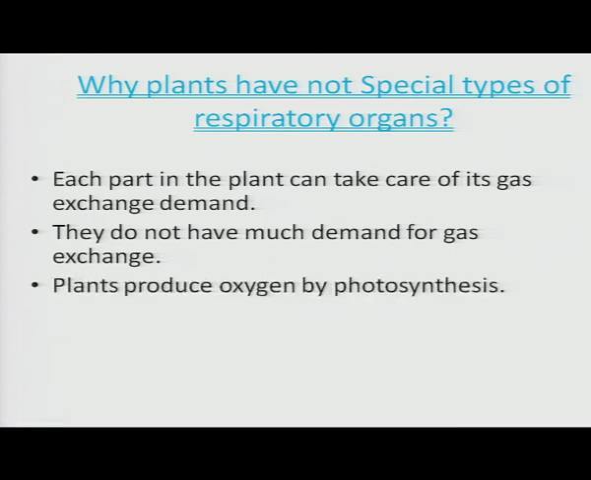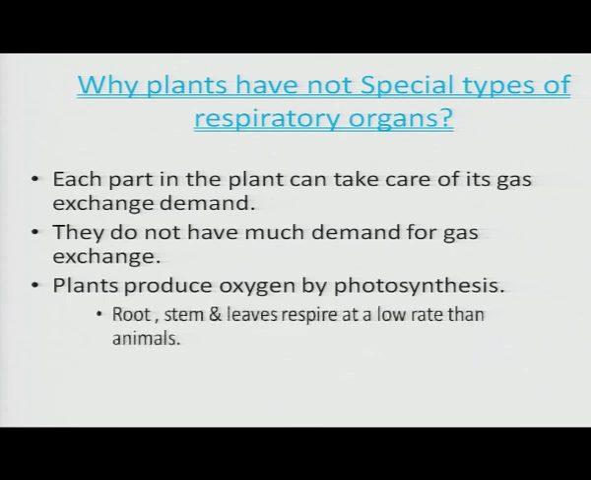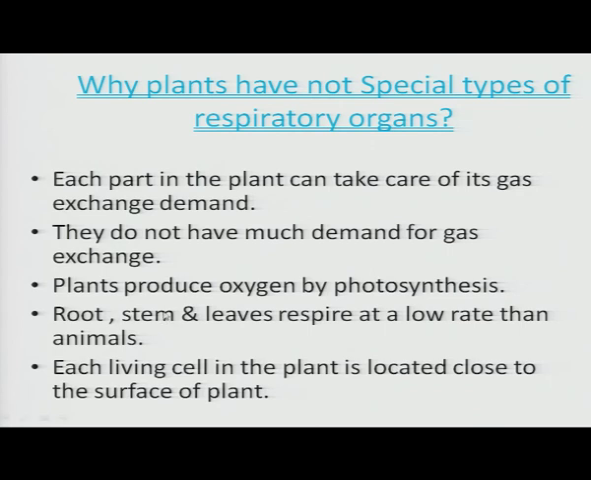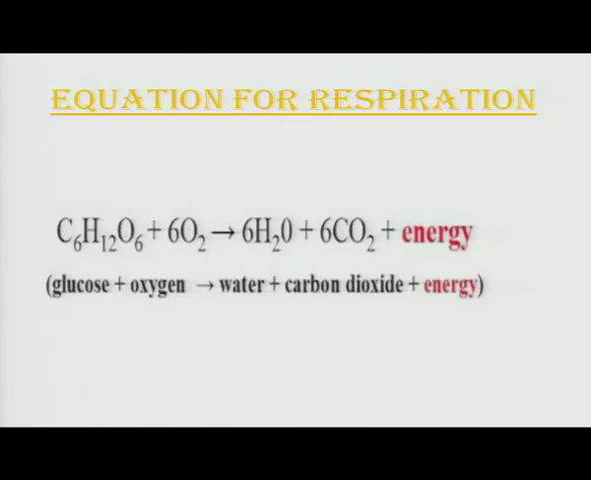Third point, plants produce oxygen by photosynthesis, while human beings receive it from the environment. Next, root, stem and leaves respire at a lower rate than animals. So, plants do not require a special type of respiratory organ. Each living cell of the plant is located close to the surface of the plant. So, no respiratory organ is essential for the plant.